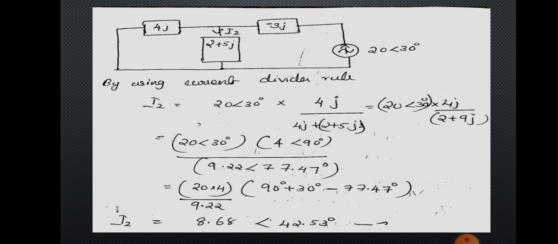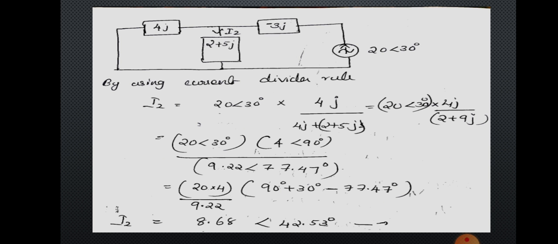In order to make the calculation easier, it is better to convert it into polar form. 4j will give the polar form 4 angle 90, and 2 plus 9j will give the polar form 9.22 angle 77.47 degree. It is better to use a calculator for the conversion, because it will save time. So you can see that in the numerator there are two polar terms, so the operation is multiplication. So magnitude terms will be multiplied and angle terms will be added.